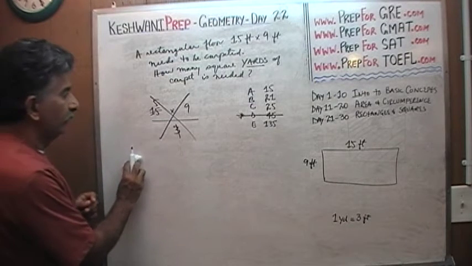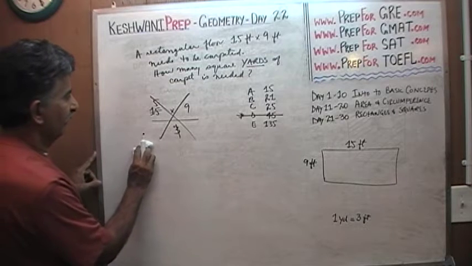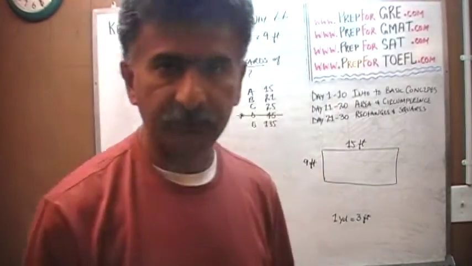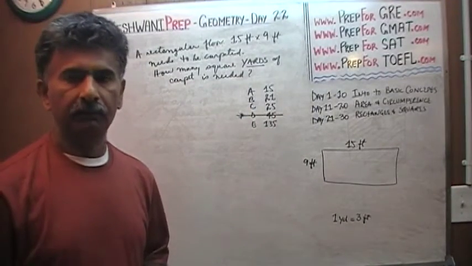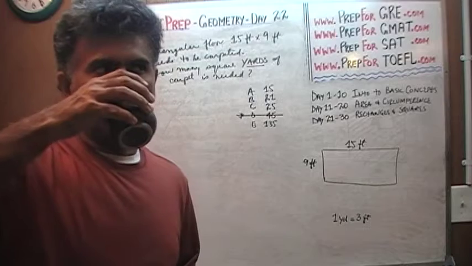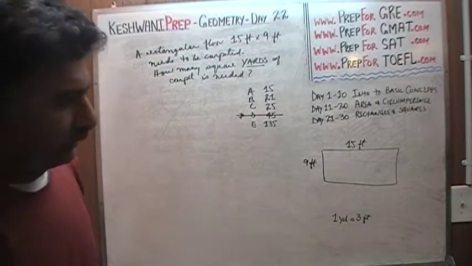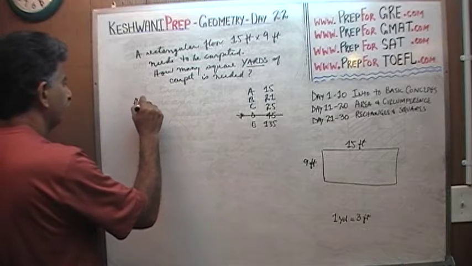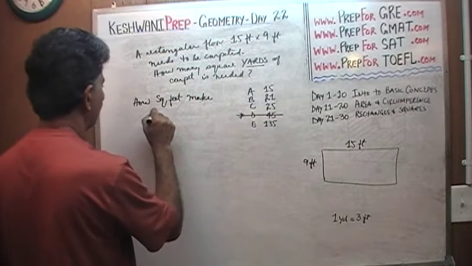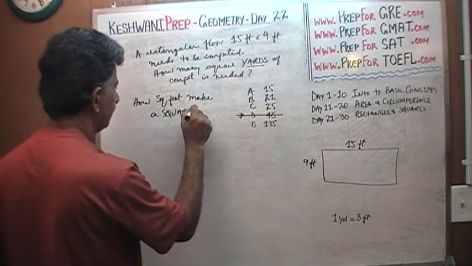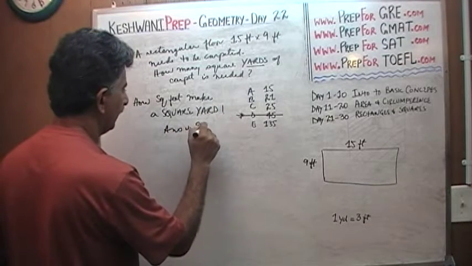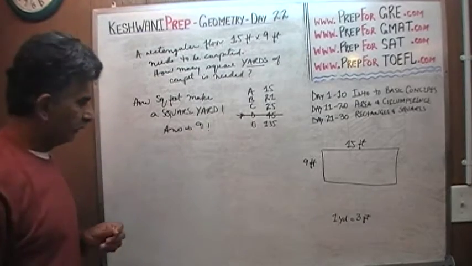If you want to pause one more time and give it a second try, go ahead and do that, but 45 is not the answer. What we need to understand here is how many square feet make a square yard, and the answer is 9. I'm going to make you understand why 9.